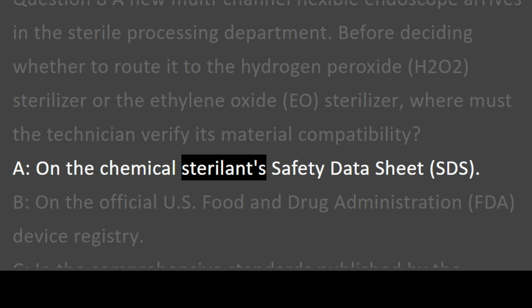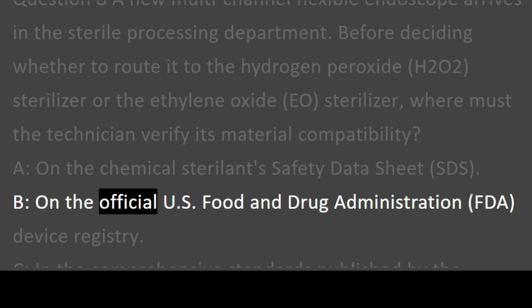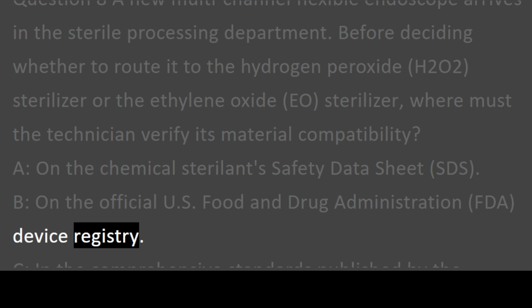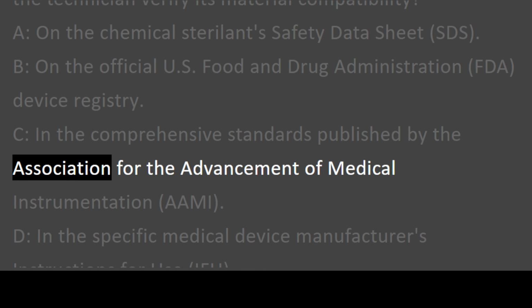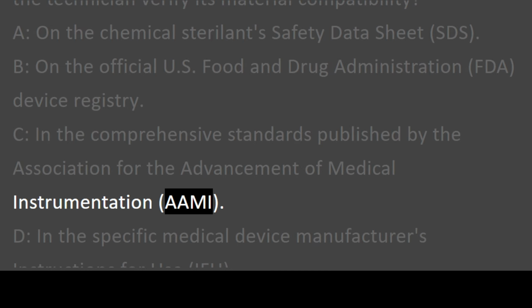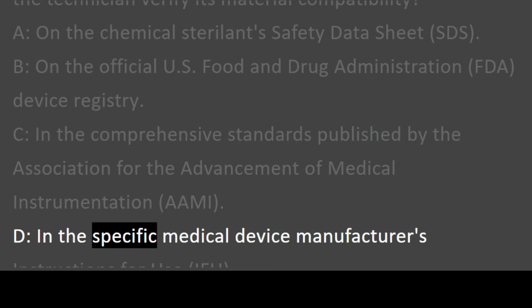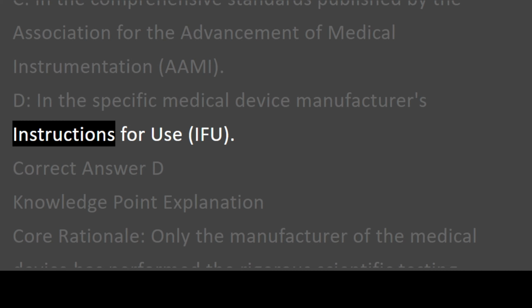A. On the Chemical Sterilants Safety Data Sheet, SDS. B. On the official U.S. Food and Drug Administration, FDA, device registry. C. In the comprehensive standards published by the Association for the Advancement of Medical Instrumentation, AAMI. D. In the specific medical device manufacturer's instructions for use, IFU.